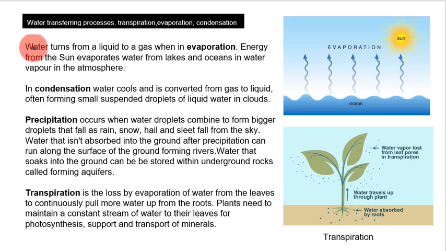So, water transferring processes. Again, like the carbon transferring processes, water is transported around. You have transpiration, evaporation, and condensation. I'm going to talk about each of these. In evaporation, water turns from a liquid to a gas. Energy from the sun evaporates water from lakes and oceans into water vapor in the atmosphere.